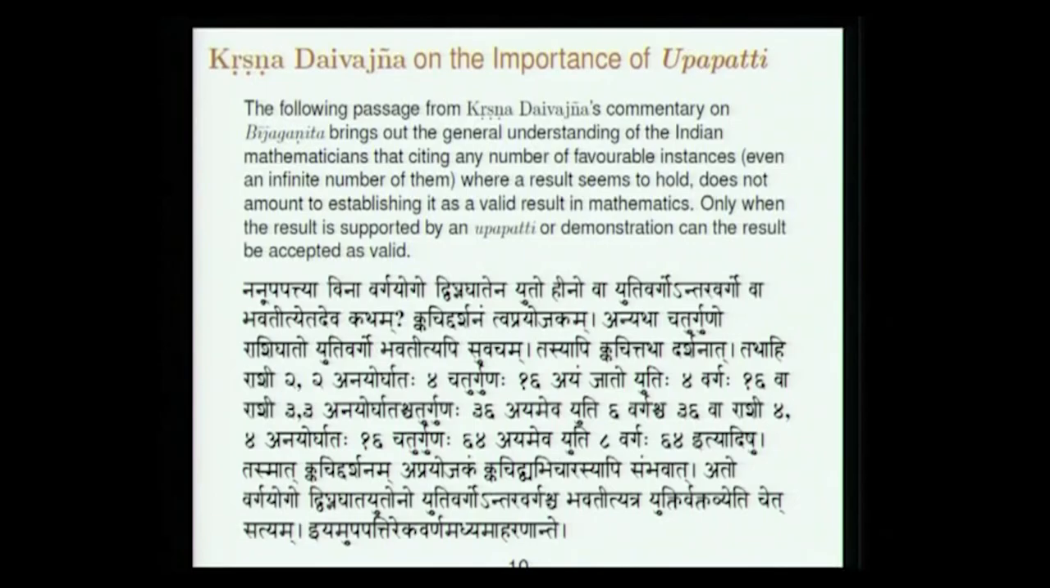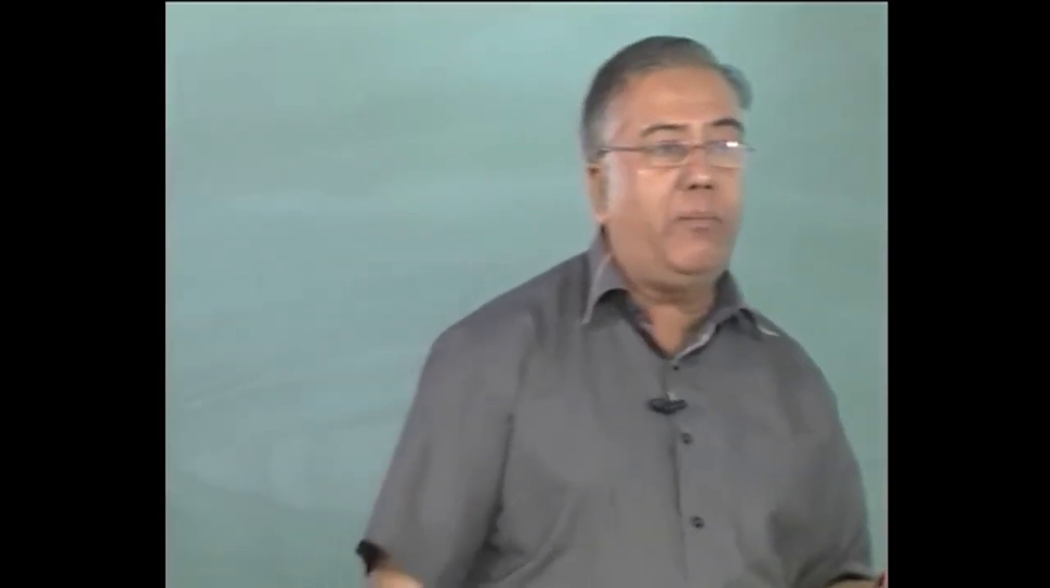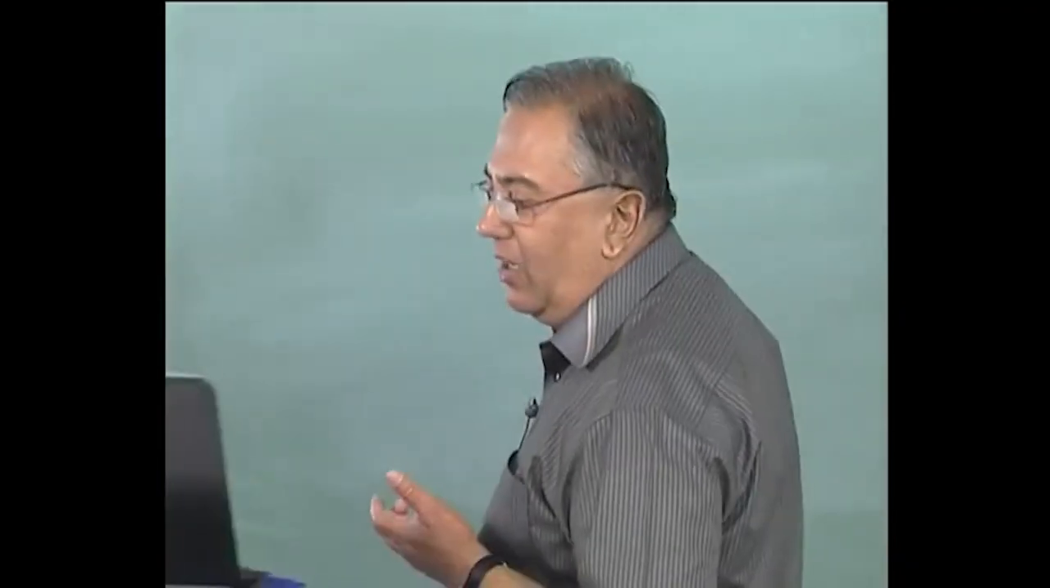Anyatha, otherwise, chaturguno rashi ghato yuti vargo bhavati ityapi suvacham. Otherwise, 4 times the product of 2 numbers is equal to the square of the sum of these numbers also sounds like a proper or a valid result. So he gives 3-4 examples.